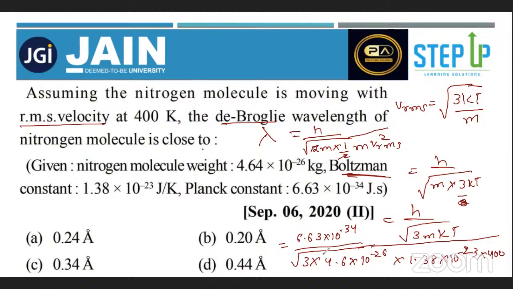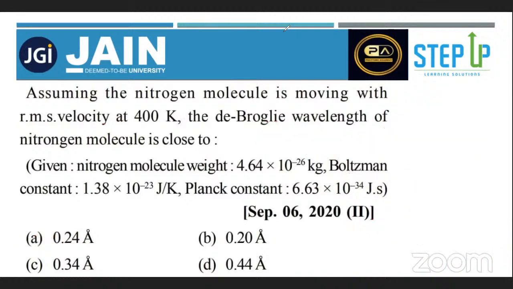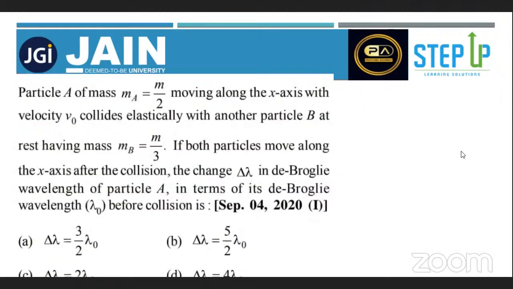Let's put 10 raised to minus 42. This is 0.63 into 10 raised to minus 50. Yeah, so everything is fine. The 2 will get cancelled here. The VRMS value from here we substituted. So this is the formula to find the lambda, so I can find the de Broglie wavelength using this. The answer will come somewhere here. Hope it is clear. Okay. Next question.